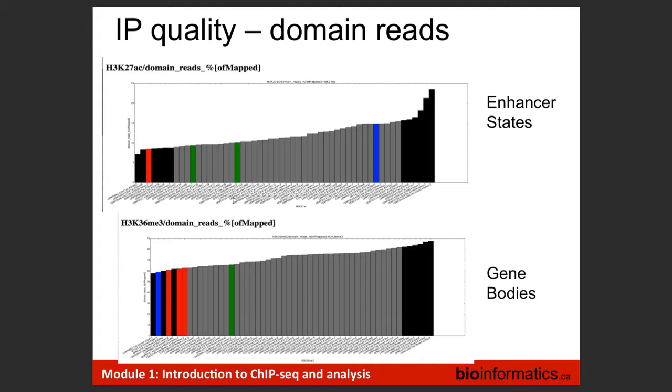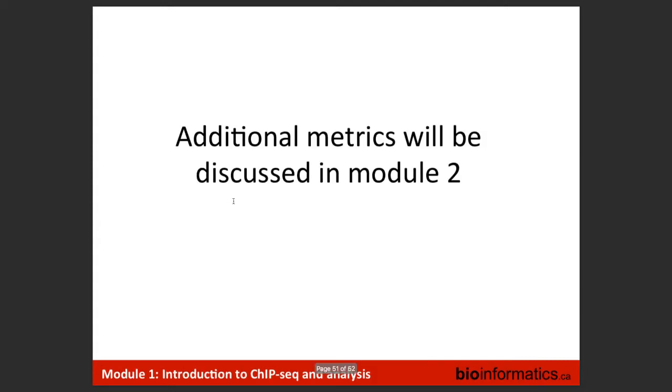And of course, another way to look at it is within gene bodies for H3K36. You expect the majority of your H3K36 sequences to align within gene bodies. If you find that you have no enrichment in gene bodies, then you might have some concerns about the quality of the data. Okay, and again, we're going to spend quite a bit of time talking about metrics, so I just wanted to introduce that really briefly.